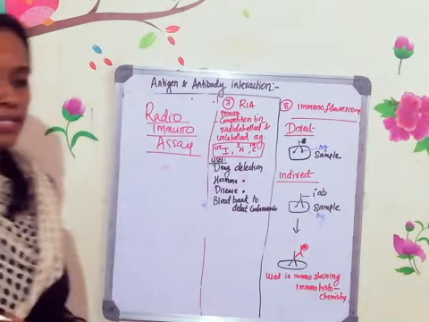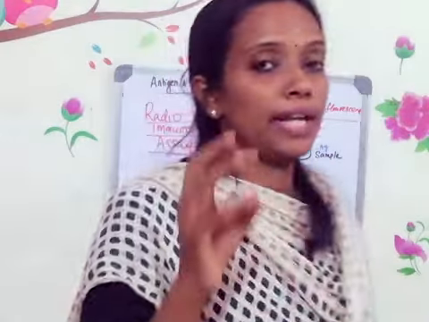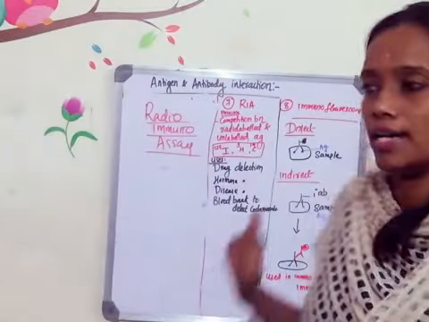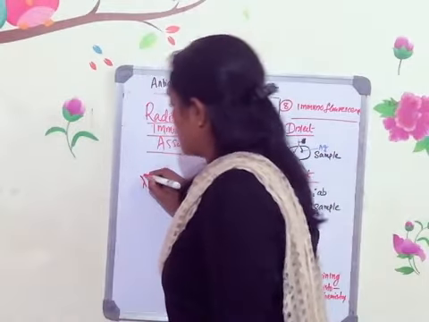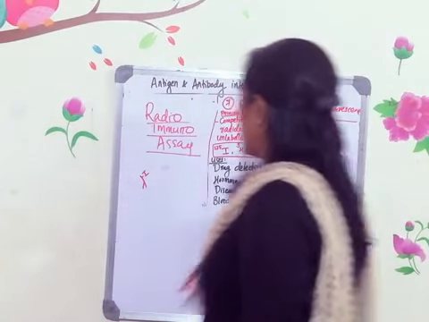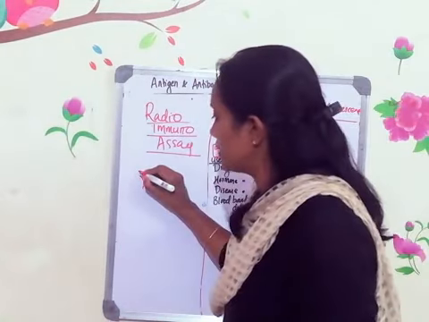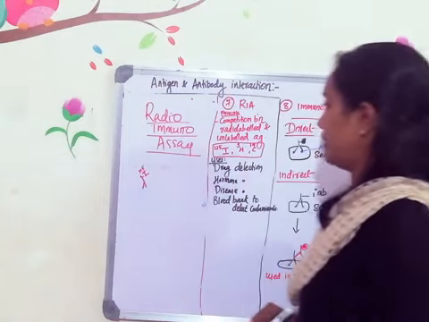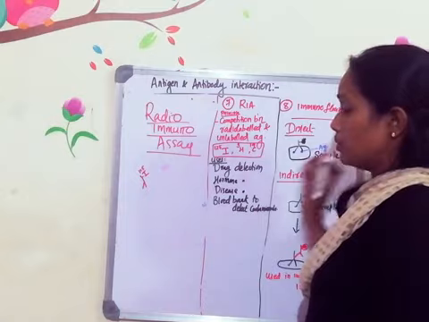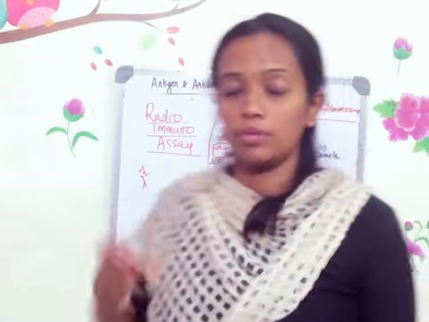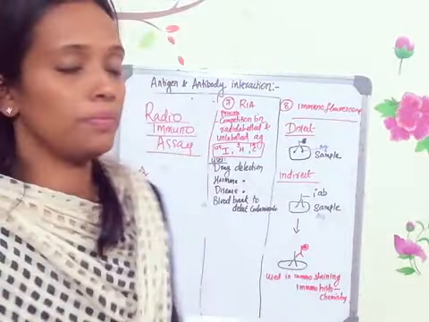If you remember in ELISA, I told you that the antibody is linked with an enzyme. In RIA, as the name says, the antibody we are using here will be tagged with a radioactive isotope. The most commonly used radioactive isotope is iodine 125. That is the most widely used radioactive substance to identify the presence of antigen.